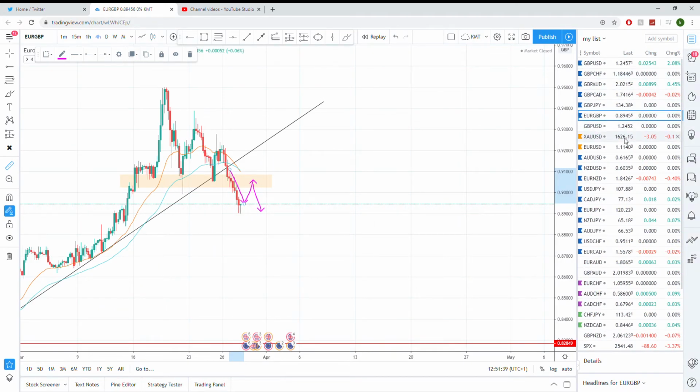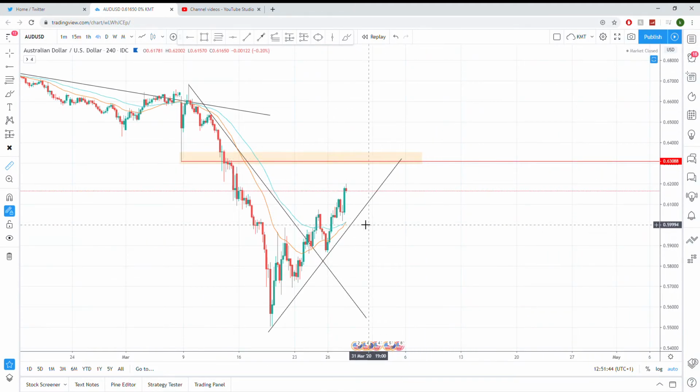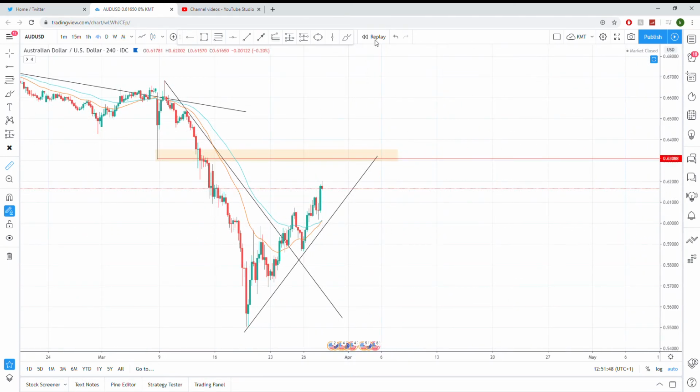So moving on to Aussie dollar, US dollar. Last week I think we still have the same zones here. We're still pushing up. Unfortunately, we didn't manage to get into this trade personally.